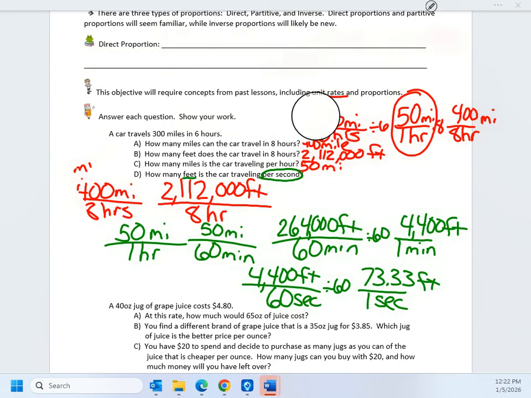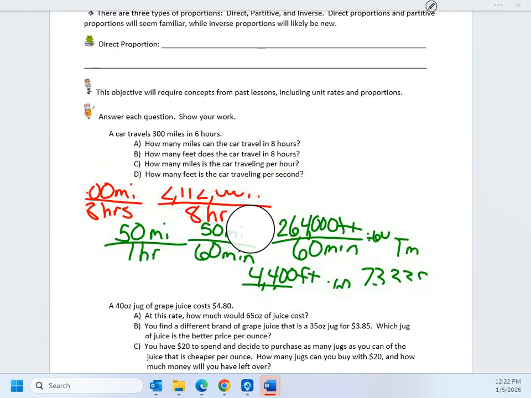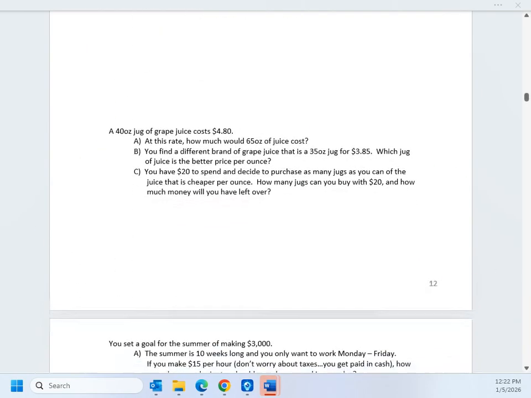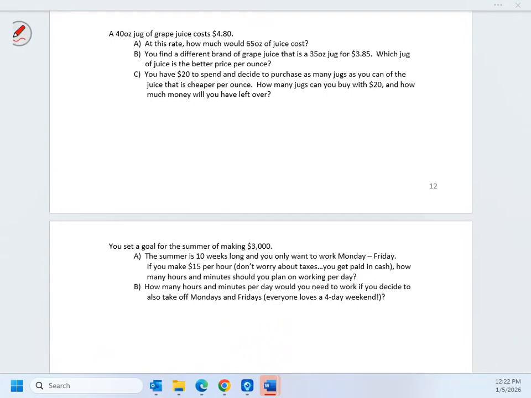I need to scroll up. Now, a 40-ounce jug of grape juice costs $4.80. So I need to write what that ratio is. So 40 ounces is $4.80. Okay, I'm going to use that information to solve my questions. At this rate, how much would 65 ounces of juice cost? What do you think I need to do?